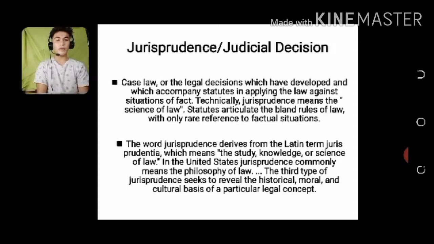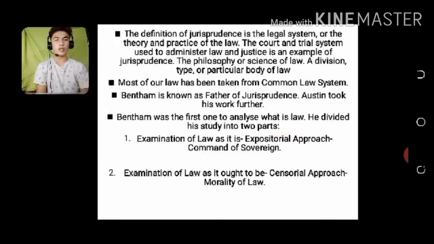The third type of jurisprudence seeks to reveal the historical, moral, and cultural basis of particular legal concepts. The definition of jurisprudence is the legal system or the theory and practice of the law. The court and trial system used to administer law and justice is an example of jurisprudence. It is the philosophy or science of law, a division, type, or particular body of law. Most of our law has been taken from the common law system.